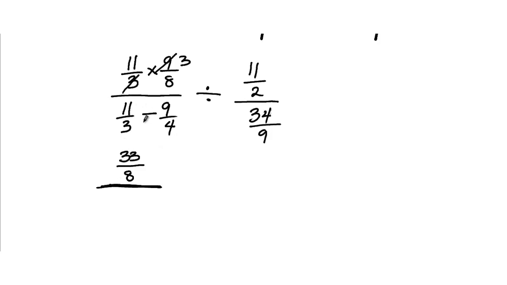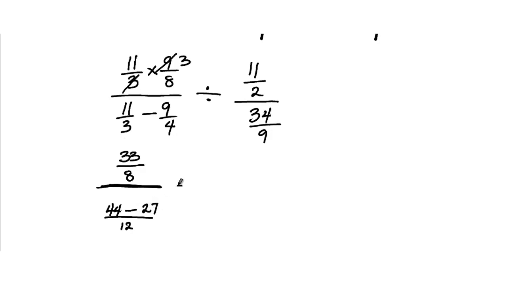Now, look at this. We need to find the LCM of 11 over 3 and minus 9 over 4. What will be the LCM of 3 and 4? Well, we can use 12. 3 in 12, 4. 4 times 11, that is 44. Then minus 4 in 12, 3. Then 3 times 9 will give us 27.